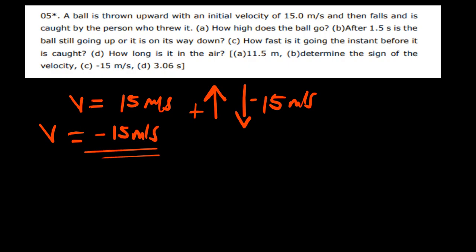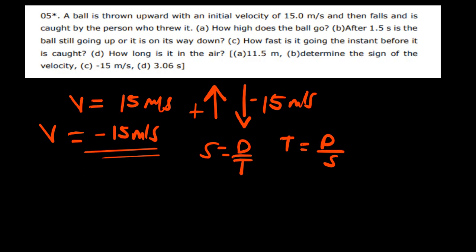C. Then for D, we're asked how long is it in the air? Now the total time of flight is twice the time to reach the maximum height. That's what you should understand. Okay, so speed is equal to distance over time. Can this one work? I like starting with the basics. Then if I want to find time, it will be equal to distance over speed.